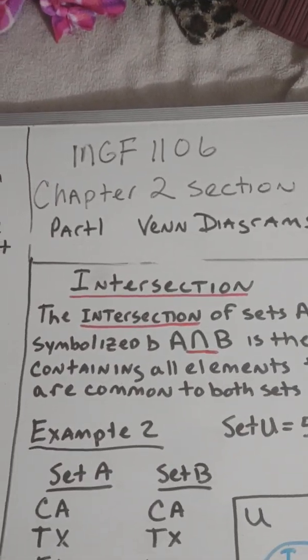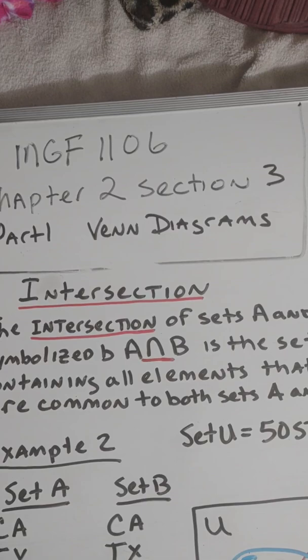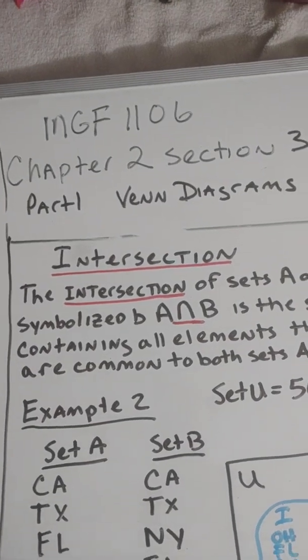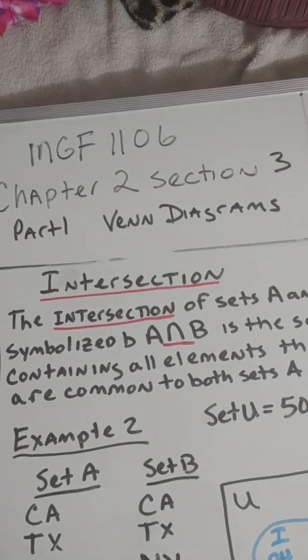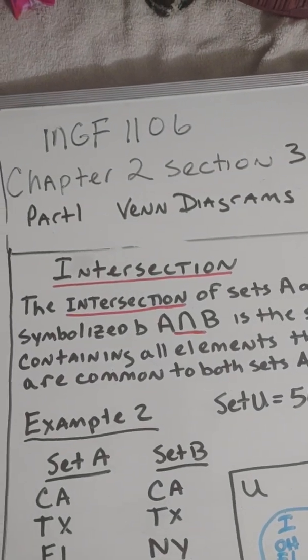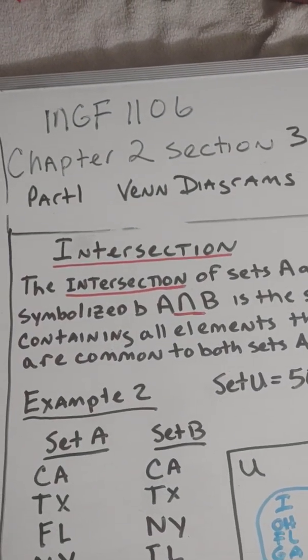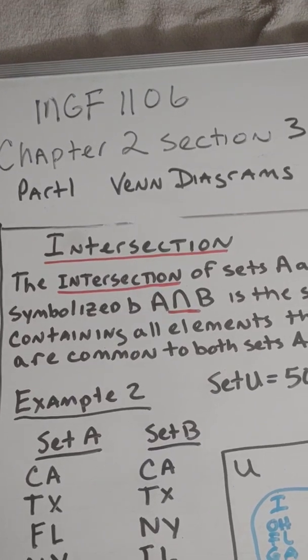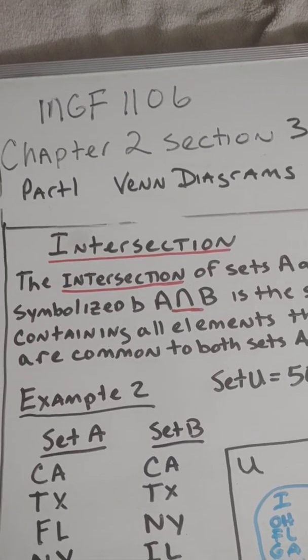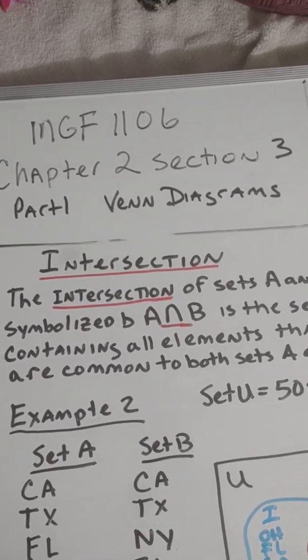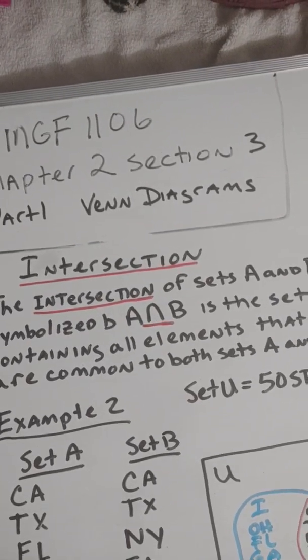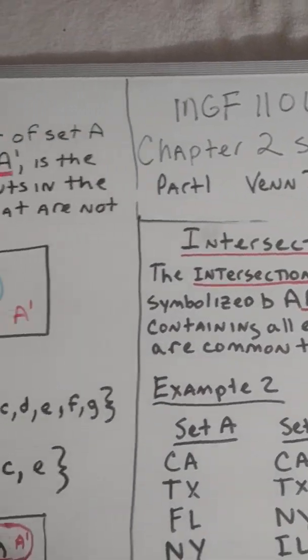Okay, this is MGF 1106, Chapter 2, Section 3. This is Part 1 of this section because there's a lot of information in here. This is Venn diagrams. Venn diagrams are used basically to represent complements, intersections, and unions within multiple sets from a universal set.